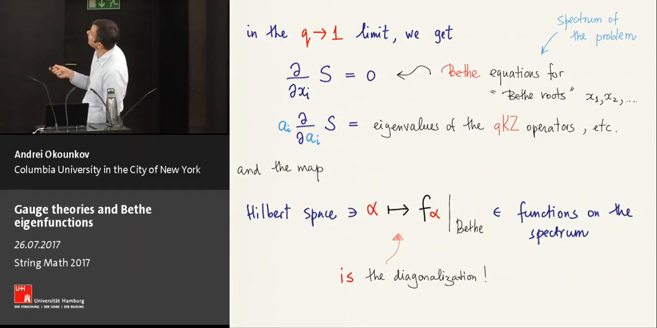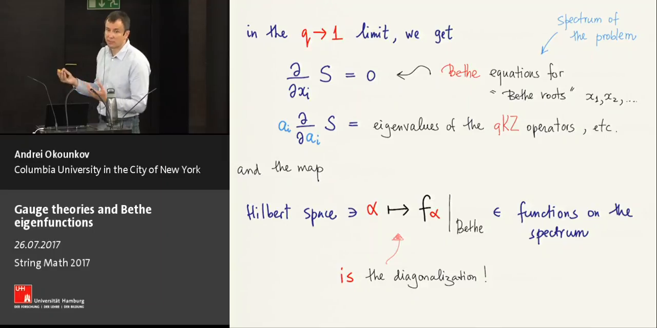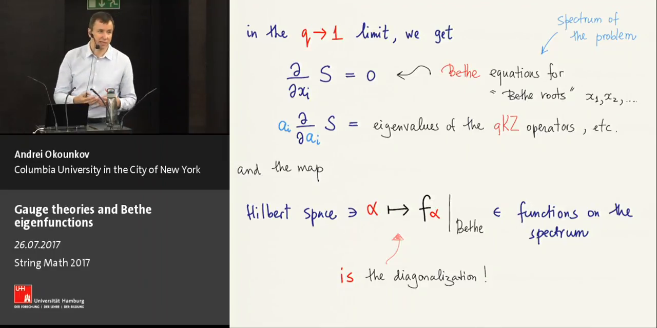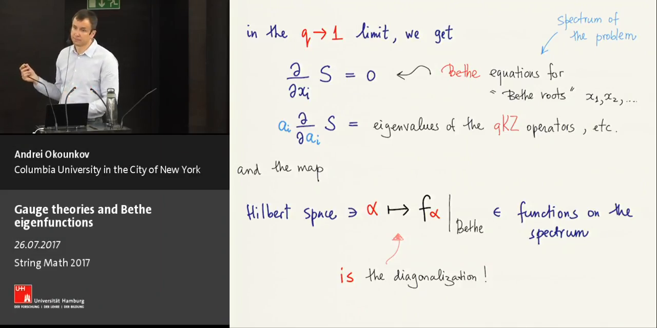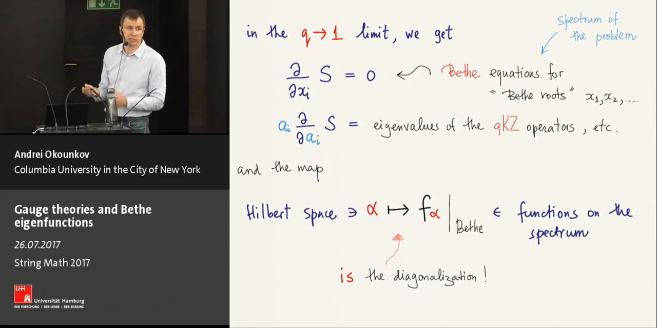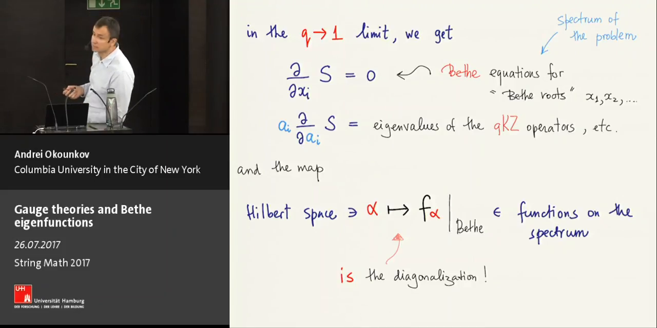And then more importantly, the map. These are the Bethe equations, and what I have is an element in my physical space goes to a function. And that function I can restrict to the critical locus. What's it going to be? It's going to be a map from my Hilbert space to functions on the spectrum. If you think about what the spectral theorem says, it says to diagonalize an operator is to exhibit your Hilbert space as functions on the spectrum of the operator. So this is the diagonalization. So in other words, that is the spectral theorem in action here. Right. That clear?